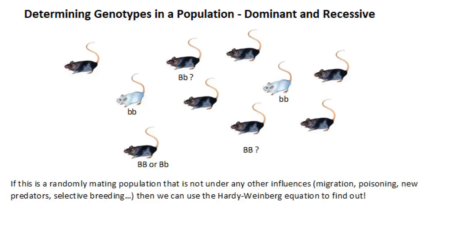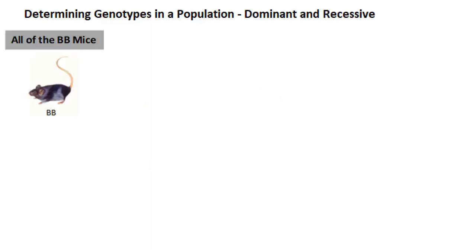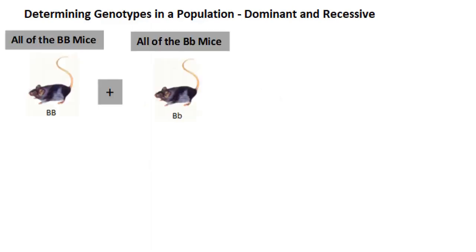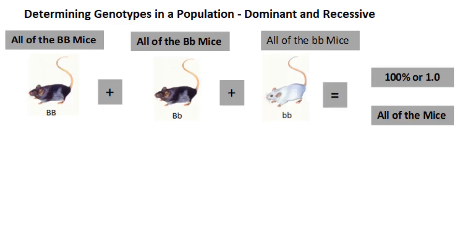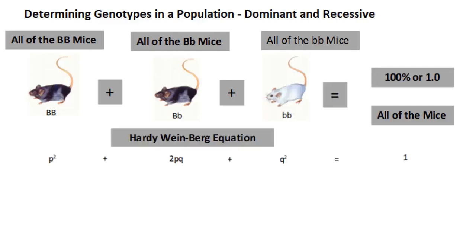So here is what the Hardy-Weinberg equation actually says. It says all of the mice that are big B, big B, plus all of the mice that are big B, little b, plus all of the mice that are little b, that's going to be the whole population. That's going to equal all of the mice, or 100%, or 1.0. You've got to remember, we can express 100% as 1.0. So here are each of the variables for each of the parts of this equation. We'll take a look at those now.